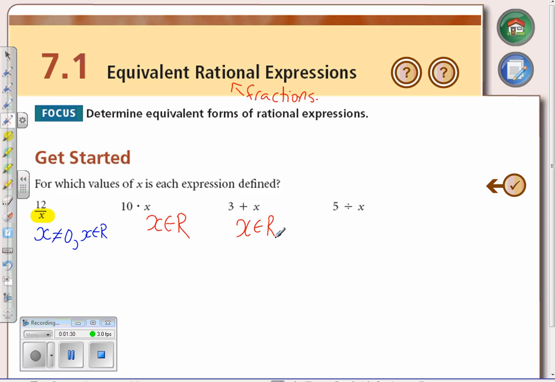Now, 5 divided by x, same thing as saying 5 over x. We now have a denominator. That denominator cannot be equal to 0, but it can be anything else. So we throw the x is an element of the real numbers on the end.